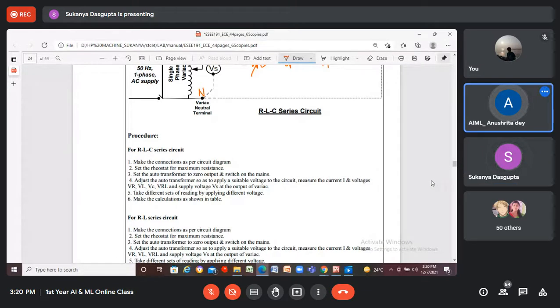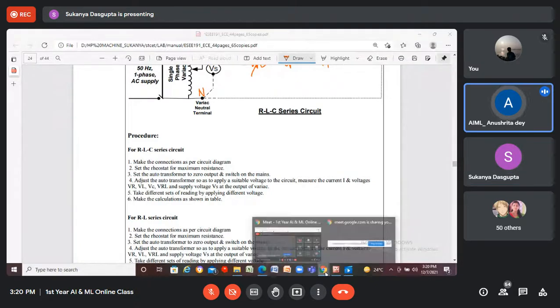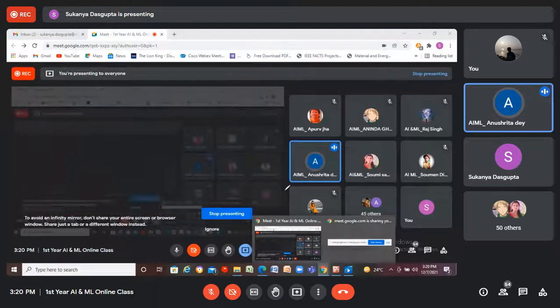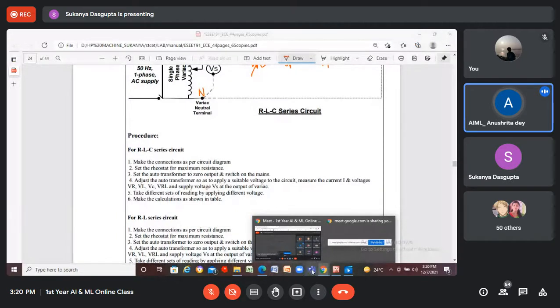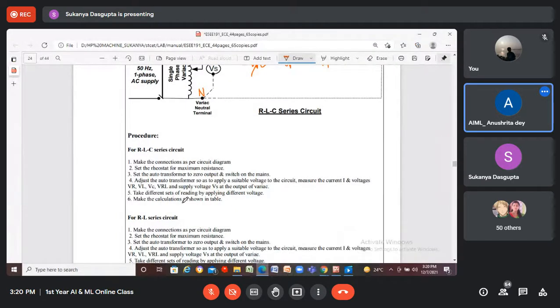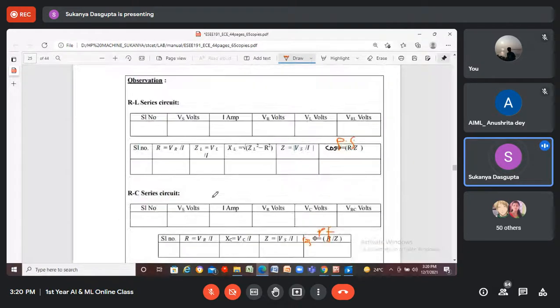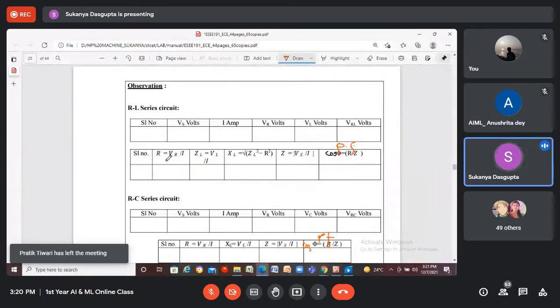Ma'am, I need to leave before 3:30. Yes, please tell me. Here it is written in step number 6, make calculations. Ma'am, what calculations? Make the calculations as shown in the table. You will calculate R with the data you have taken virtually.